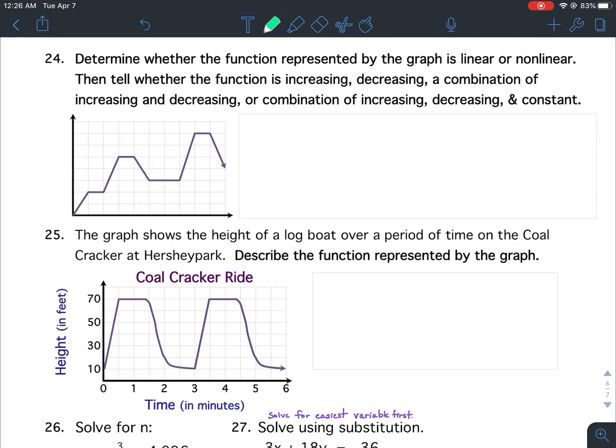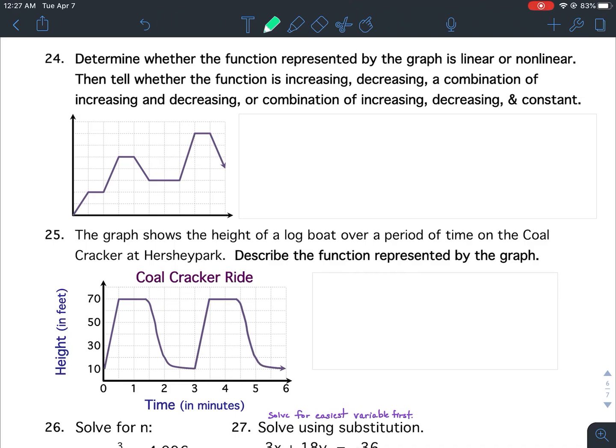Functions review questions 24 and 25. Determine whether the function represented by the graph is linear or nonlinear. Then tell whether the function is increasing, decreasing, a combination of increasing and decreasing, or a combination of increasing, decreasing, and constant. So if you look at this graph, it's clearly not linear.